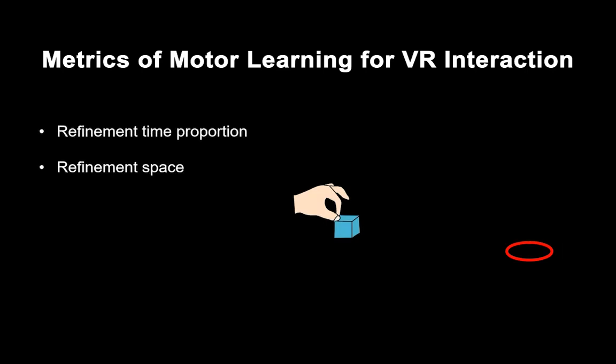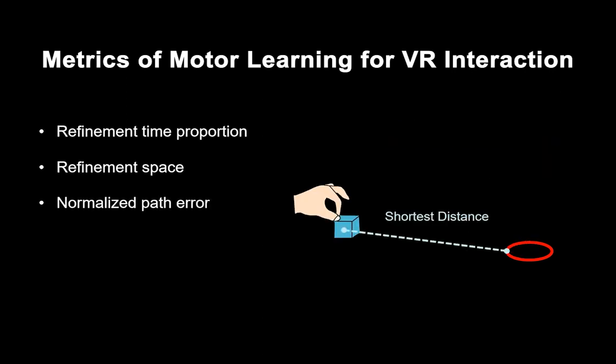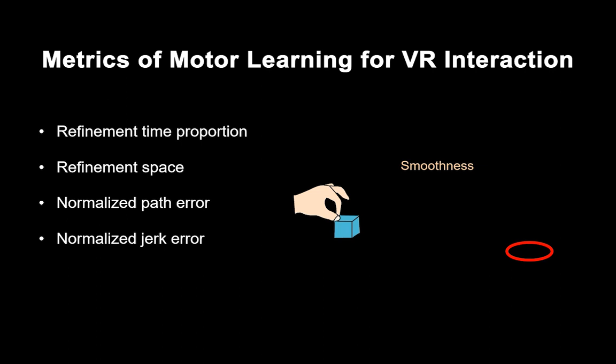Refinement time proportion and refinement space assess user prediction error by assuming the initial movement impulse, or so-called ballistic phase, represents the initial user prediction without correction movements. Normalized path error represents the percentage of the extra movement compared to the ideal shortest path. Normalized jerk error measures the extra jerk applied in the current movement compared to the ideal movement governed by the minimum jerk assumption.